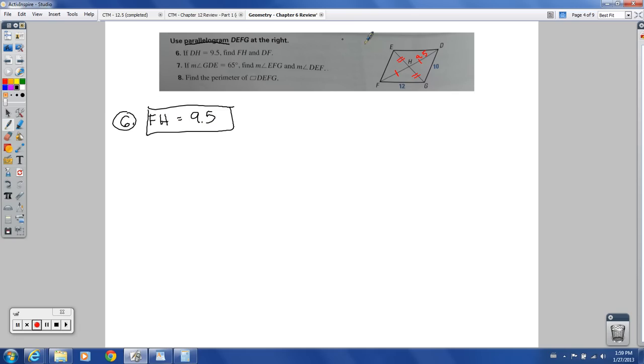And then DF would be the whole distance from here to here. So DF, that must equal 9.5 times 2, or 9.5 plus 9.5. Either way you could think of it. That's going to be 19 for DF. So DF would be 19.